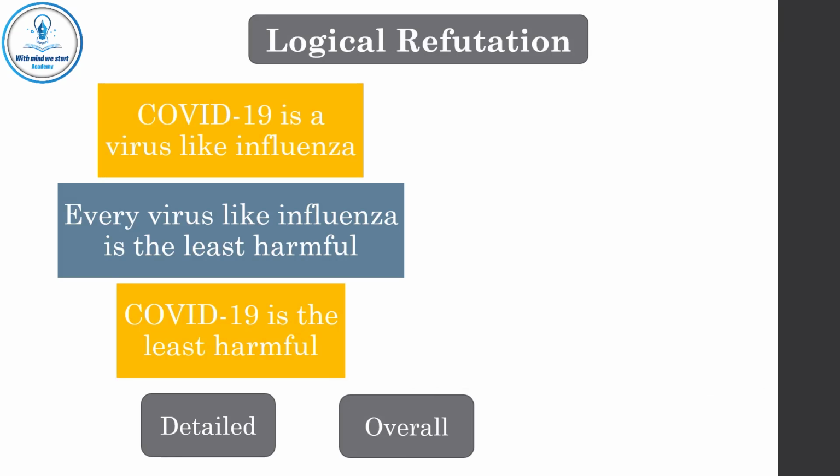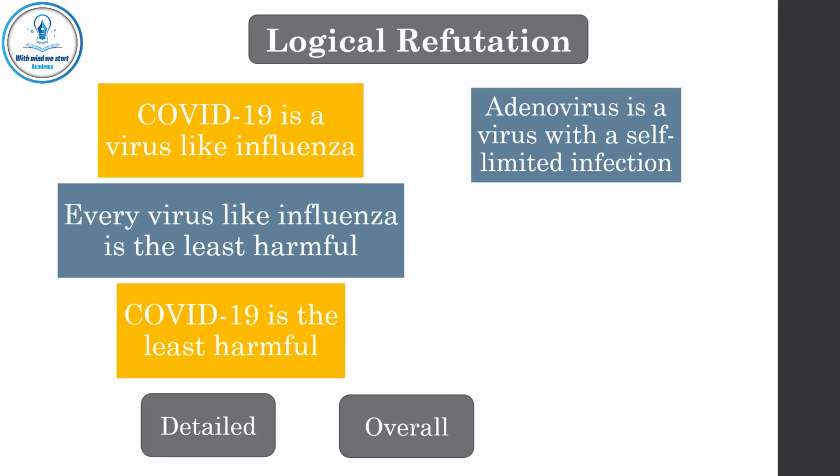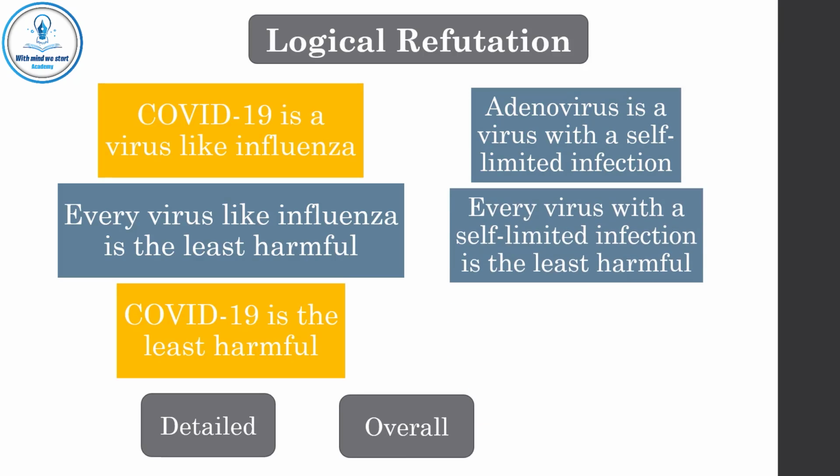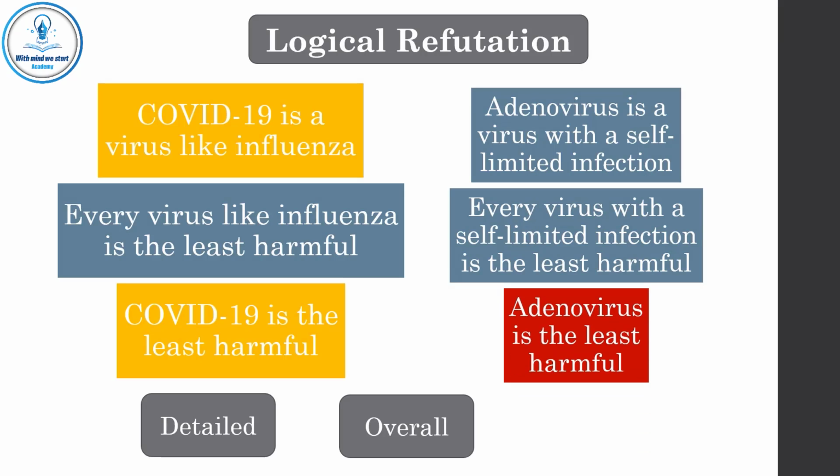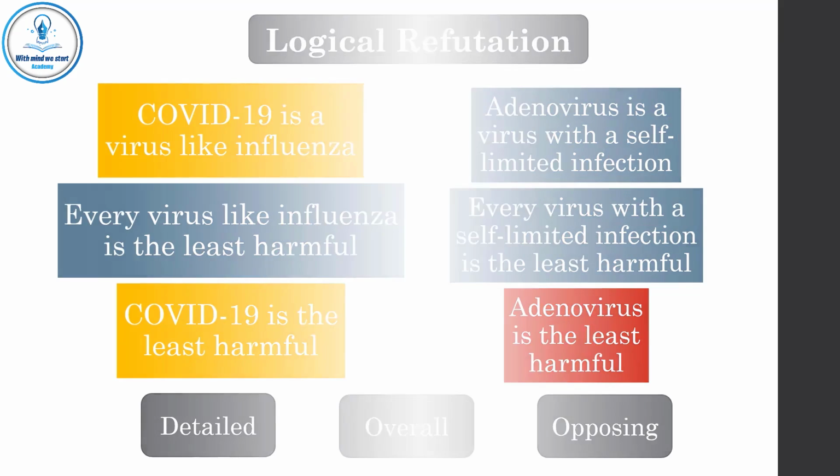Someone may have an opposing evidence. For example, adenovirus is a virus with a self-limited infection. Every virus with a self-limited infection is the least harmful, so adenovirus is the least harmful. This is an opposing refutation. We are going to continue the rules of refutation, but first, let's have a word about the types of propositions.